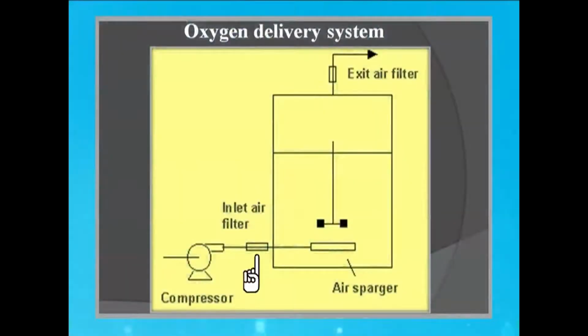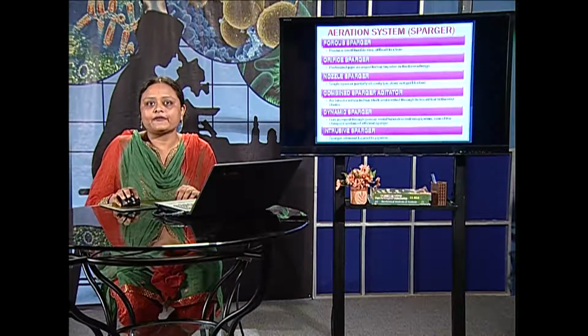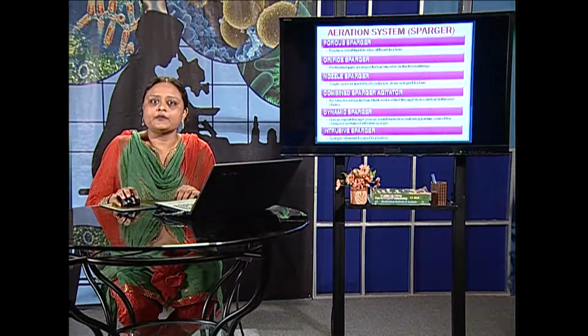Let us look into the oxygen delivery system now. This is very important because aeration is required in most of the stirred tank bioreactors. And we have 4 different apparatuses equipped for the total oxygen or air delivery system. It includes an inlet air filter, then a sparger, there is a condenser, followed by an exit air filter. The aeration system essentially has spargers which are meant for the entry and proper diffusion of the gas which is being brought from the outward pipe into the bioreactor contents.